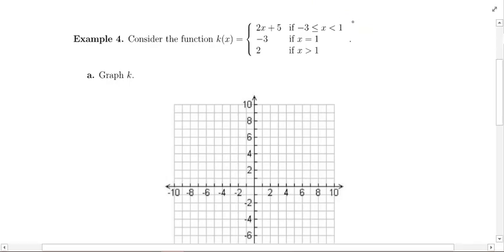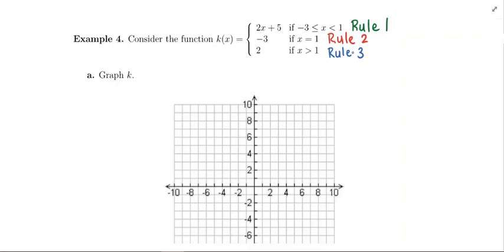I'm going to color code this. I'm going to put rule 1 in green, and then I'm going to put rule 2 in red. And then lastly, I'll put rule 3 in blue. So we are going to start with rule number 1. We're going to have to make a table of values.